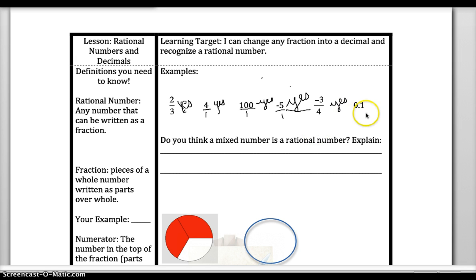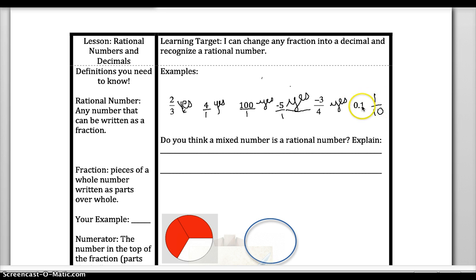Now, this one is not a fraction or a whole number. This is a decimal. What do you think about decimals? Can this be expressed as a fraction? Well, if you're not sure, you can read this number to yourself out loud, and it'll be expressed as 1/10. So you can write it as 1 over 10, because this 0.1 is the same as 1/10.